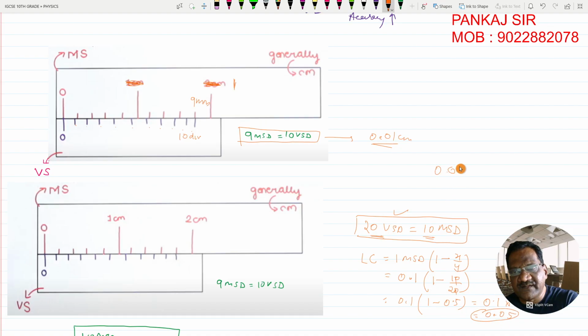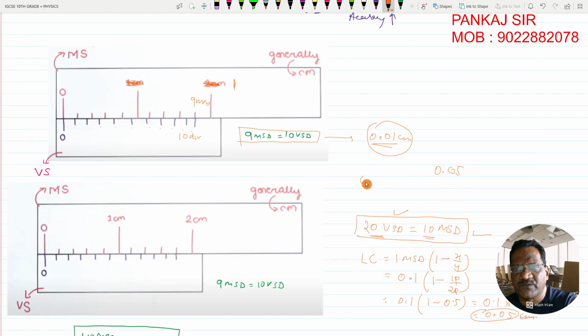Now 0.05 is the least count when we take this particular principle, that is 20 divisions of the vernier scale coinciding with 10 divisions on the main scale. That way, the least count of a vernier caliper can be manipulated and it can be made to any desired level that we want. So this is an example of 0.05 centimeter least count, and this is an example of 0.01 centimeter least count. Okay, getting it?